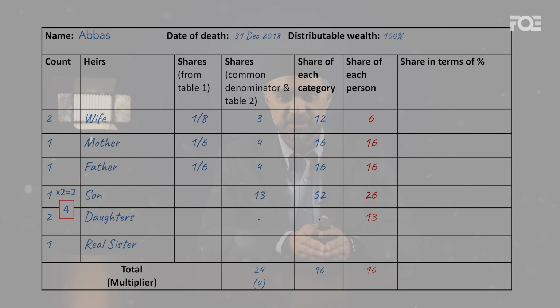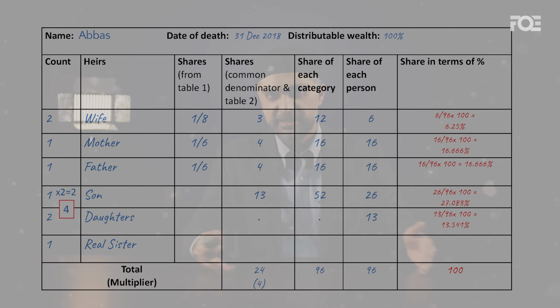We just check the percentage and we see that each wife is getting 6.25%. Of course, combined, both wives are getting 12.5%, which is 1/8. Mother gets 16.66%, father gets 16.66%, and then each son will get 27.08%, and each daughter will get 13.54% of the 100% value of Abbas's wealth.